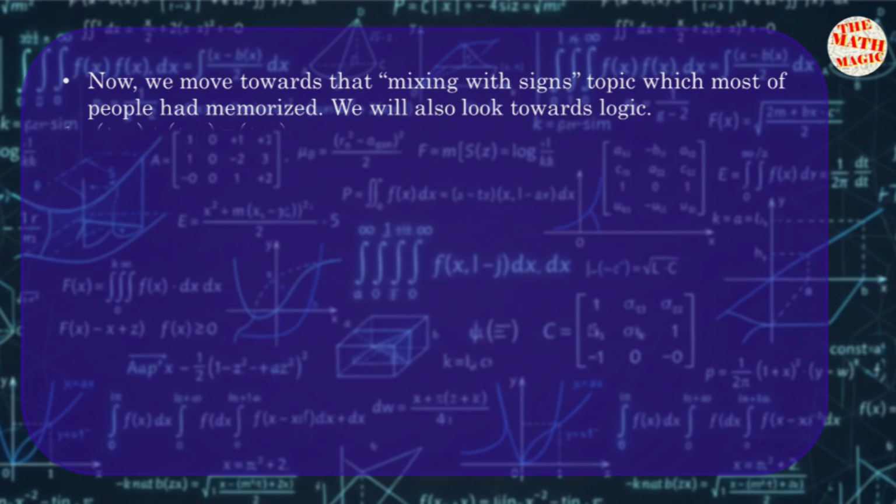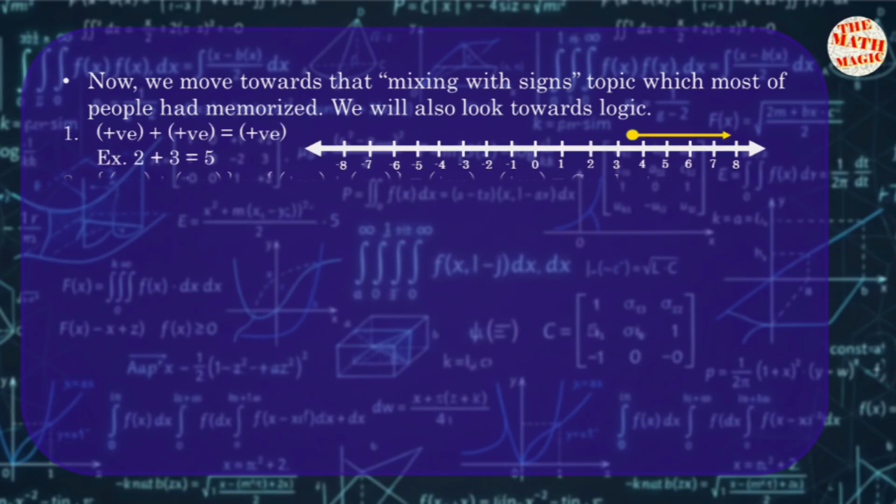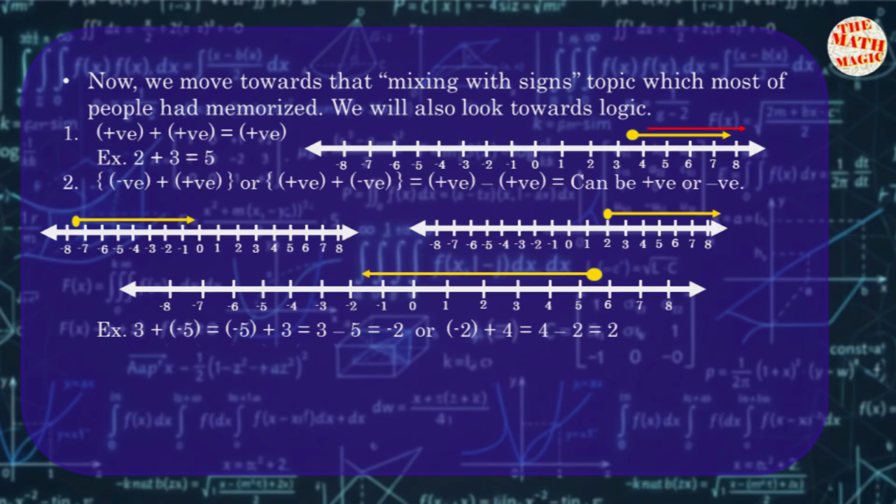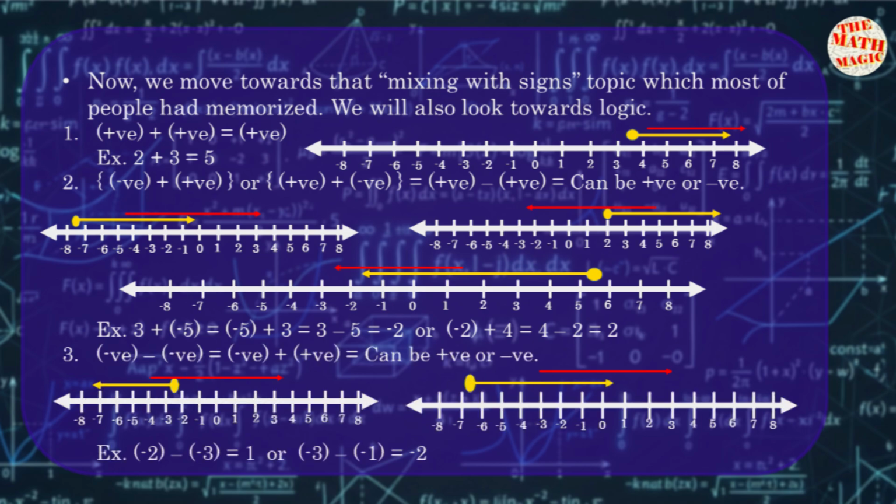Now, we move towards that topic of mixing signs which most people have memorized. We will also look towards the logic. Our first number is positive, so we will start from the positive area. The plus sign indicates to move towards the right, and a positive number tells us to move in the forward direction. In the next one, our first number is negative, so we will start from a negative number, and the plus sign between them indicates to move towards the right, and a positive number tells us to go forward. Similarly, you can check the remaining possibilities with some examples.